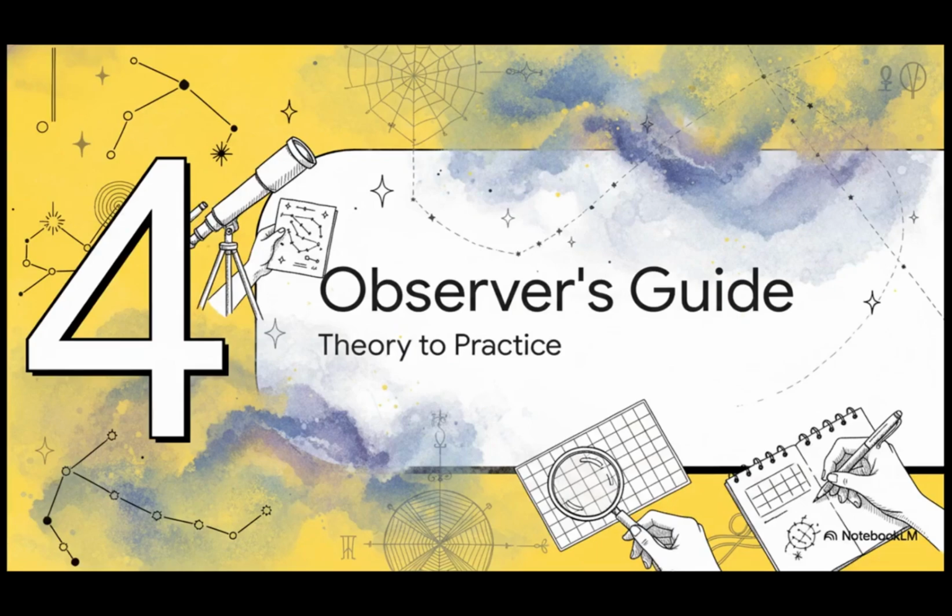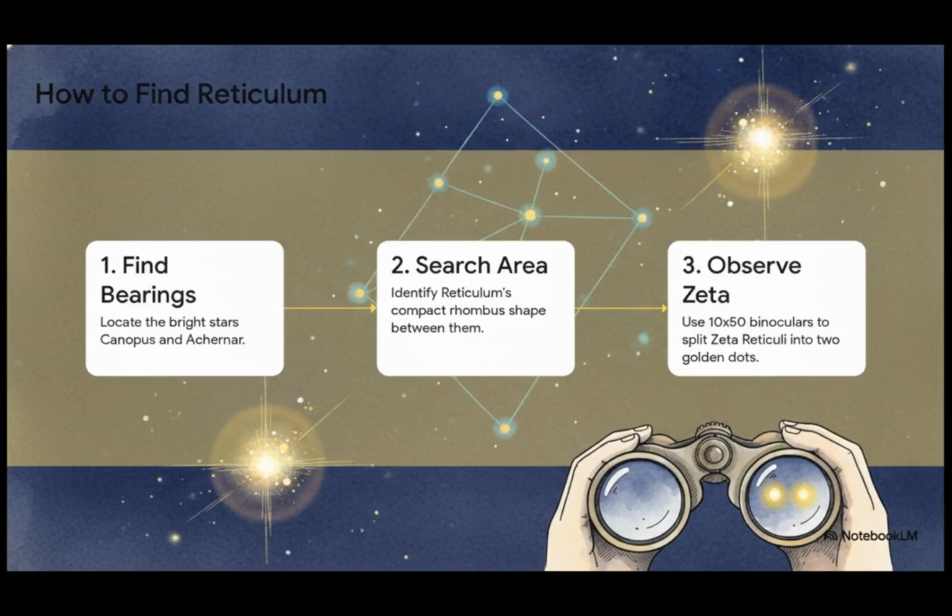For our final section, let's bring all of this down to earth and turn our theory into practice. Here is a simple, practical guide on how you can find and observe these fascinating objects for yourself. The process is wonderfully straightforward. First, you locate the two brightest stars in that part of the southern sky, Canopus and Achernar. Reticulum lies in the dark space right between them.